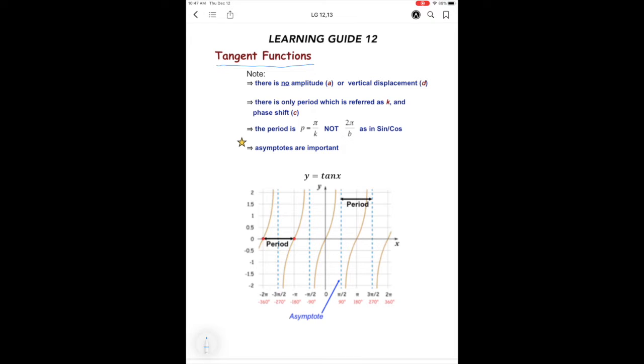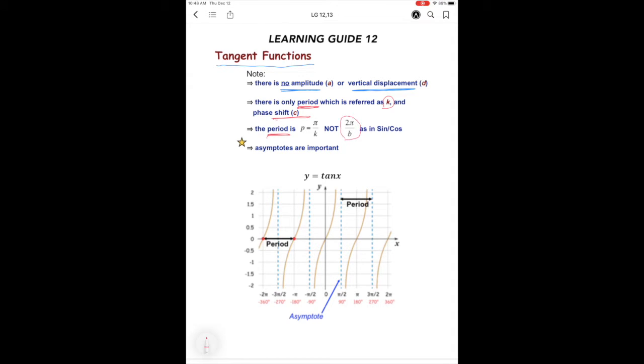We're going to be looking at tangent functions. With tangent functions, they're a little different from the cosine and sine functions we did earlier. So just a couple notes here. There's no amplitude with these guys, and there's no vertical displacements. There's only going to be periods, which we refer to as K, and there's going to be a phase shift.